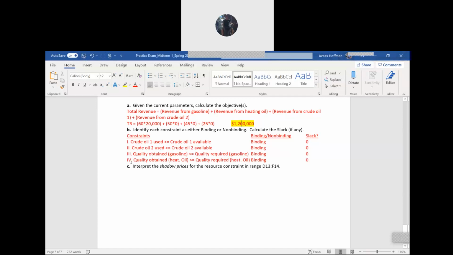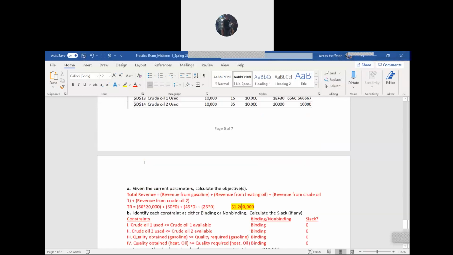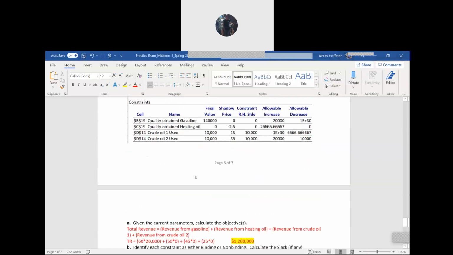All right, and then last thing for this one, let's just interpret the shadow prices for the resource constraints only. So just these ones for crude oil 1 and crude oil 2. Don't worry about the other ones because they have a non-interpretable shadow price. So we're only interpreting these two here, the crude oil 1 used and the crude oil 2 used, the 15 and the 35.